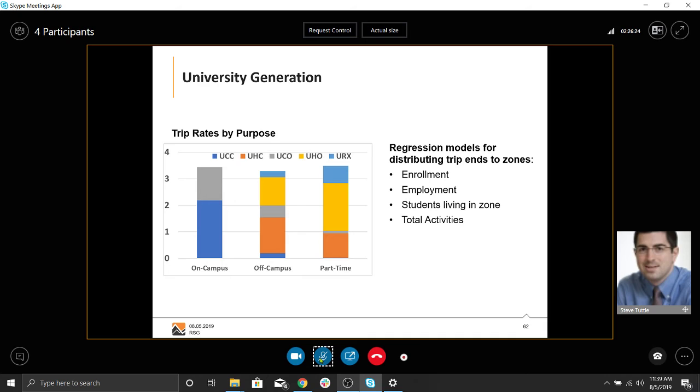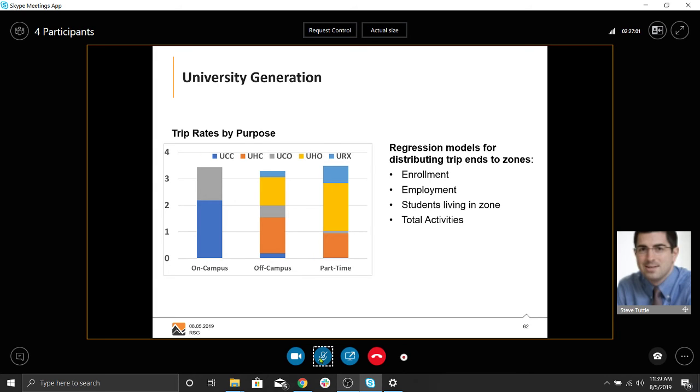For example, for the university campus to campus purpose, a zone that has a lot of enrollment is going to be allocated more of those UCC trip ends than a zone that otherwise, all else being equal, doesn't have a lot of enrollment. So in this way we can feel good about the global quantity of university student travel because we're relying on these simple trip rate models.